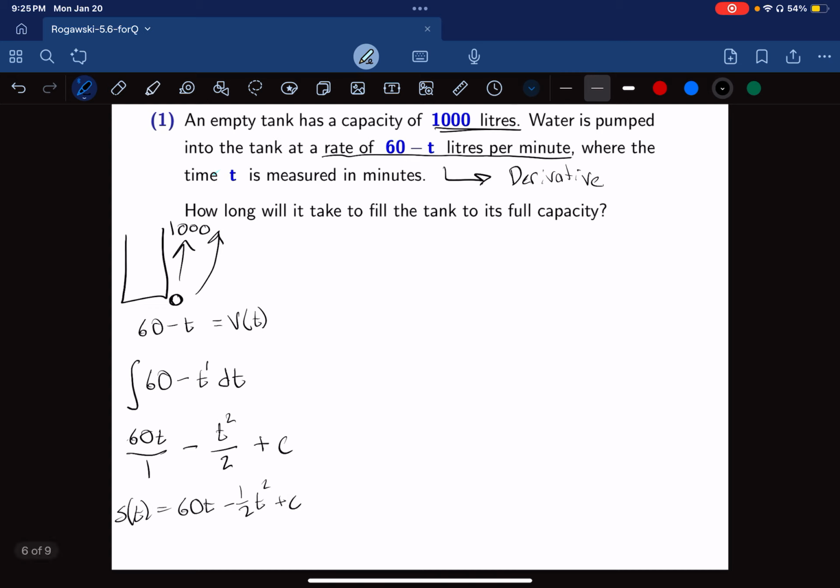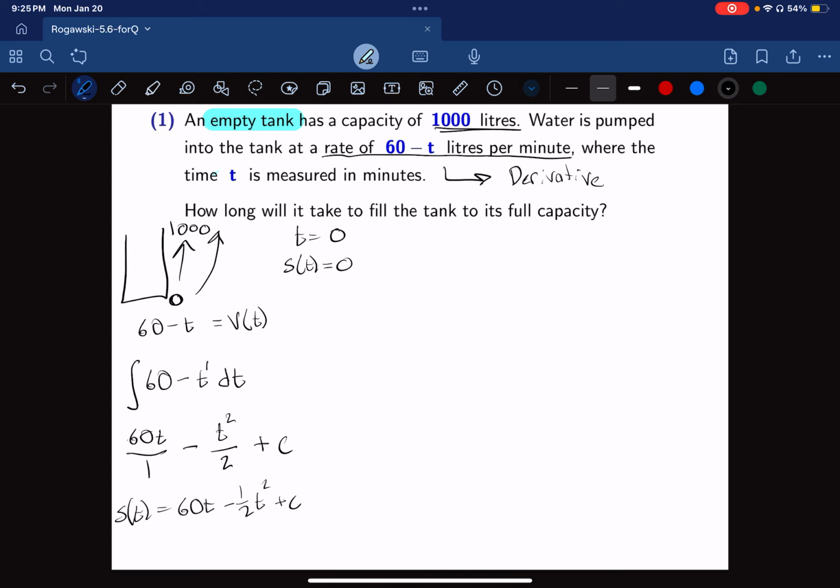So before we can do anything else, we have to find out what this plus c is. And a lot of people get stuck at this step because they don't know how to find that plus c. But there's a very crucial piece of information in this question, which most people don't notice because they don't read the question first. They immediately jump into solving. And that is that this is an empty tank. This means that at t equals 0, s of t also equals 0.